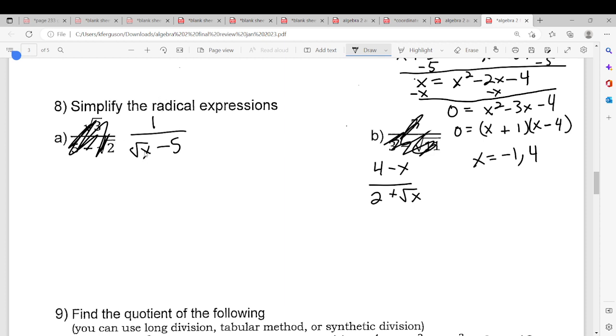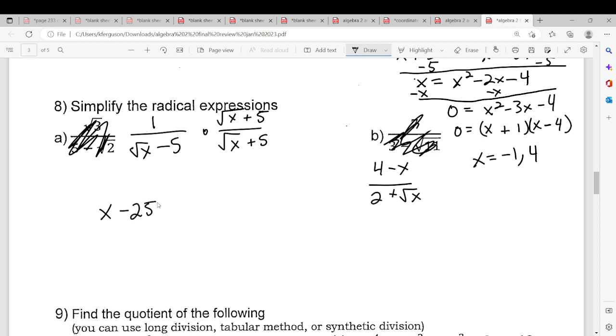All right. So the way we're going to get rid of that is by multiplying by the conjugate of this. So the conjugate of this is the square root of x plus 5. And because we're dealing with a fraction, we got to do it top and bottom. So when I do that, I've got the square root of x times the square root of x. That is just x. And then I've got -5 times +5.